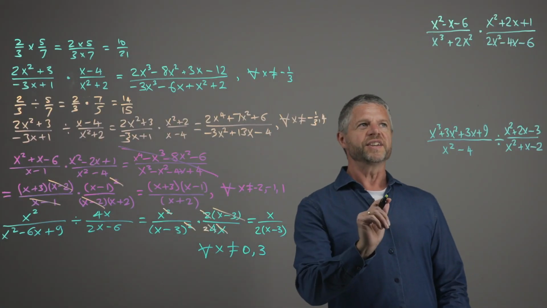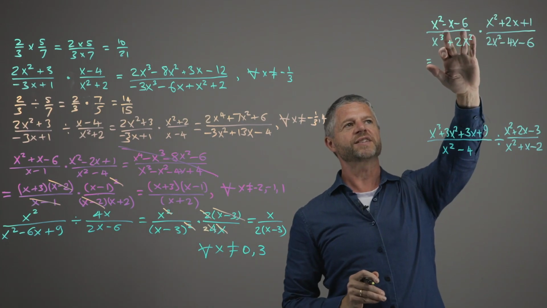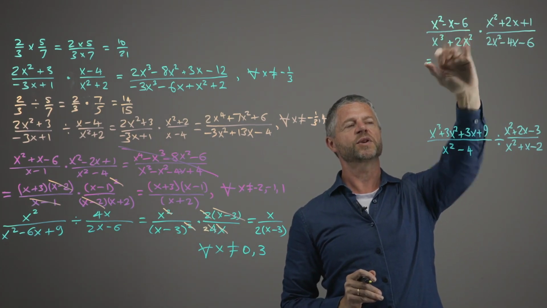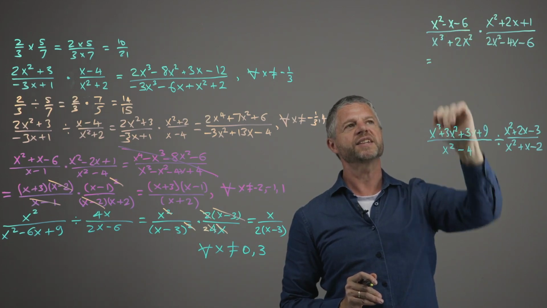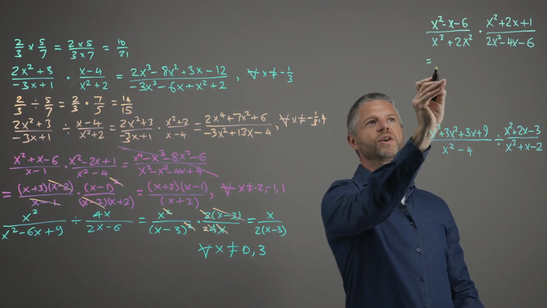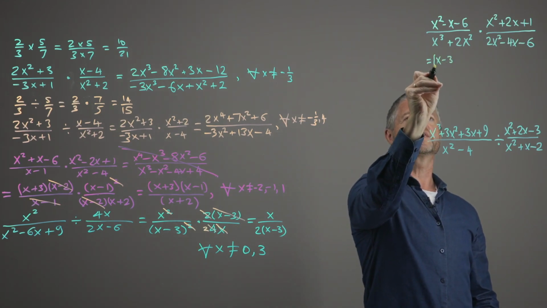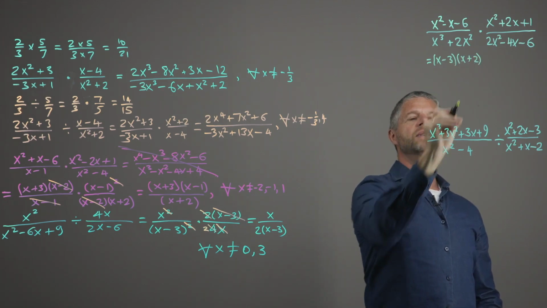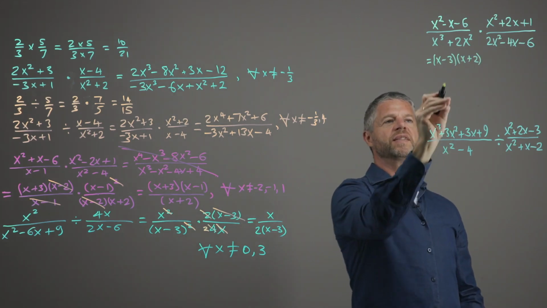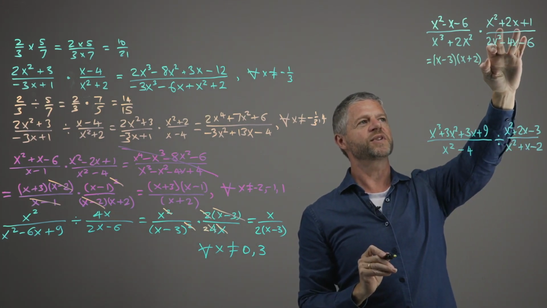Okay, so let's see how you did. This first one, let's see if I can factor this quadratic up here. Two numbers that multiply to give me minus 6 and add to give me minus 1. So x minus 3, x plus 2 should work.